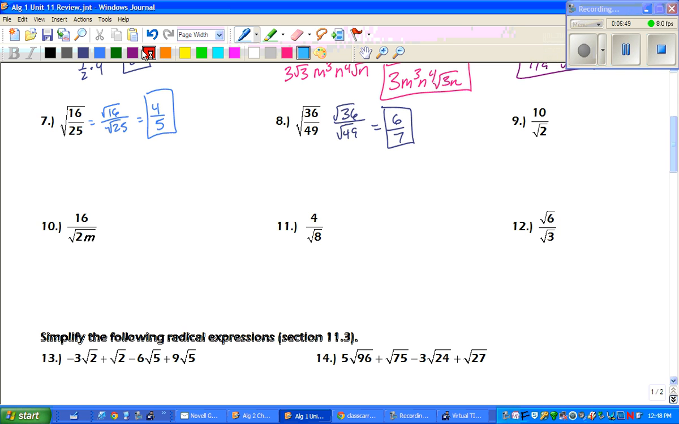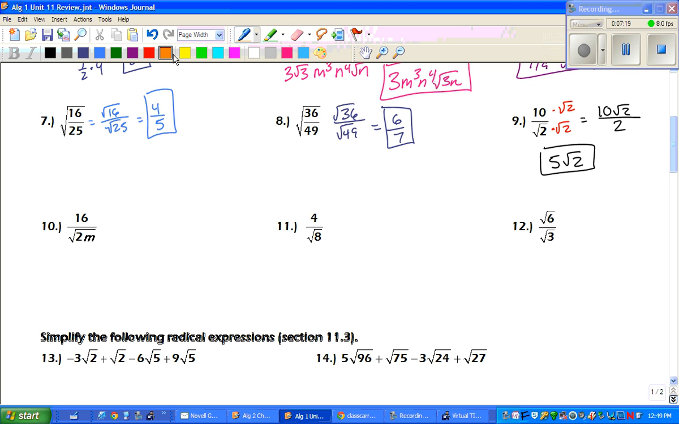Alright, number 9. We cannot have a radical on the bottom, so we need to multiply that to both the top and the bottom. Alright, so we get 10 root 2, and then root 2 times root 2 is actually 2. Reduce the fraction. 10 divided by 2 is 5, and then we get 5 root 2.